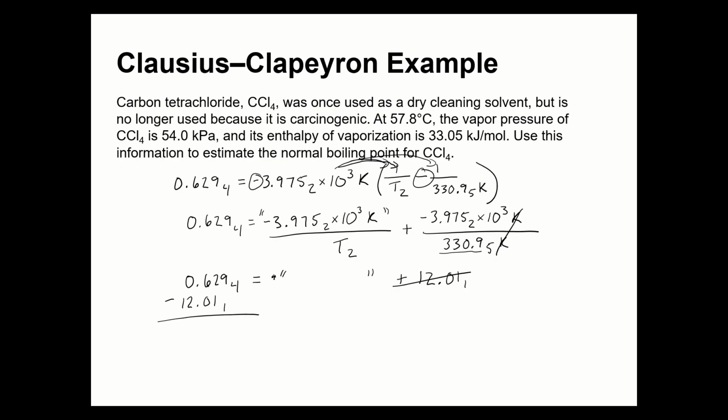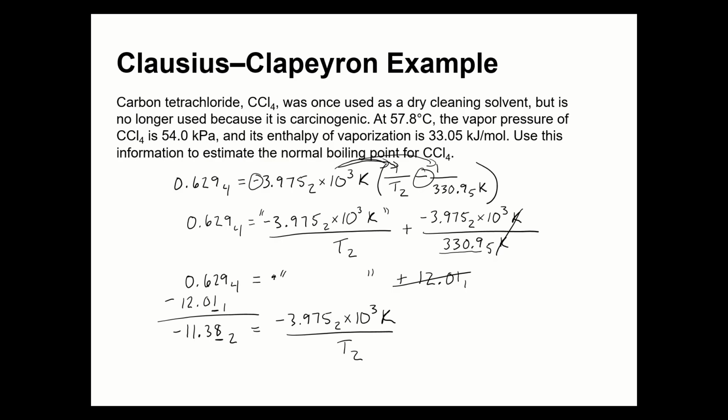Okay, and when I subtract those two values, remember it's all about the shortest decimal place, right? So my answer should go out to the hundredths place, and I can keep one extra digit of significance. So that becomes negative 11.38, and then 2 to keep an extra digit. And so that has to be equal to everything in the quotations that I've been ignoring. That's the negative 3.975, 2 times 10 to the third Kelvin divided by T2.